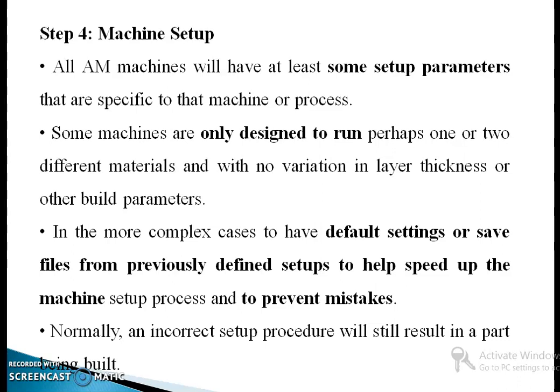With the help of one layer thickness, you can manufacture the product. These are the instructions given to the machine, such as the thickness of a layer, which is given in your fourth step, machine setup. In more complex cases, a default setting is provided to select the thickness of a layer, the material, the input parameters, or to save files from a previously defined setup to help speed up the machine setup process and to prevent mistakes. Normally, an incorrect setup procedure will still result in the part being built. This is your fourth step, which represents the AM process.